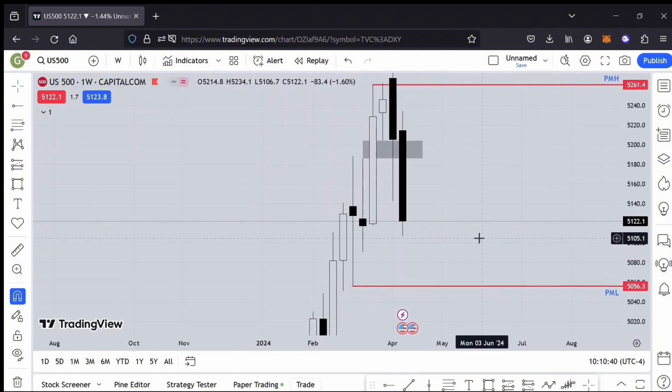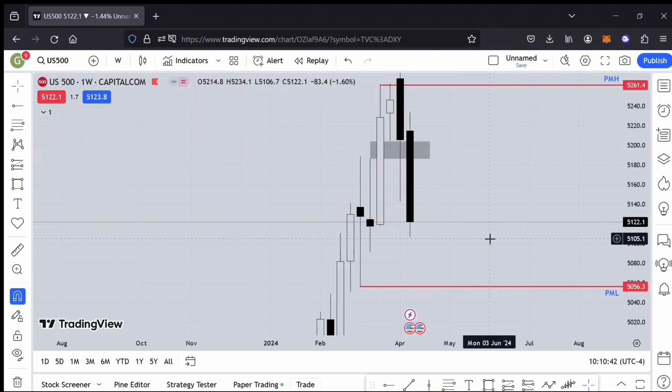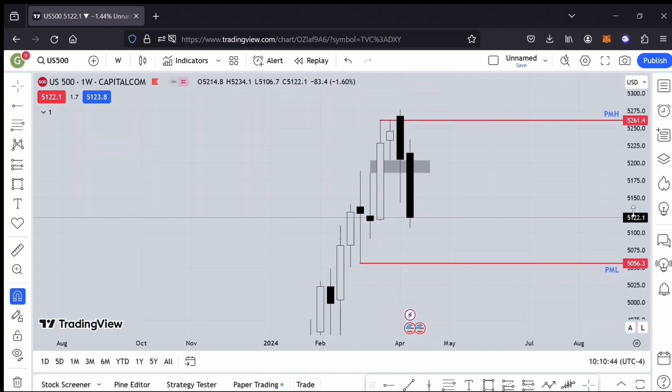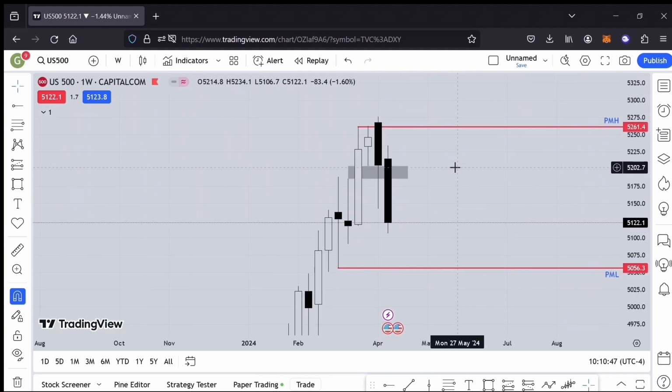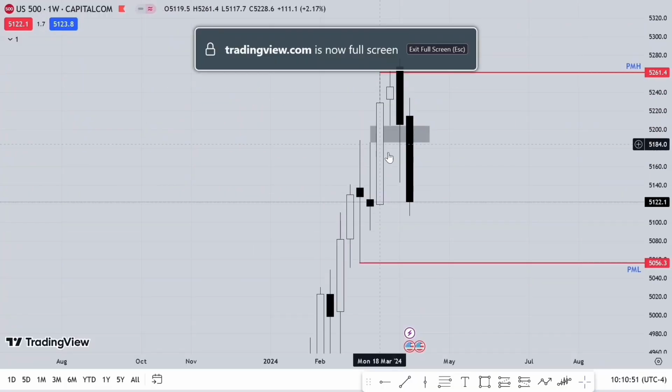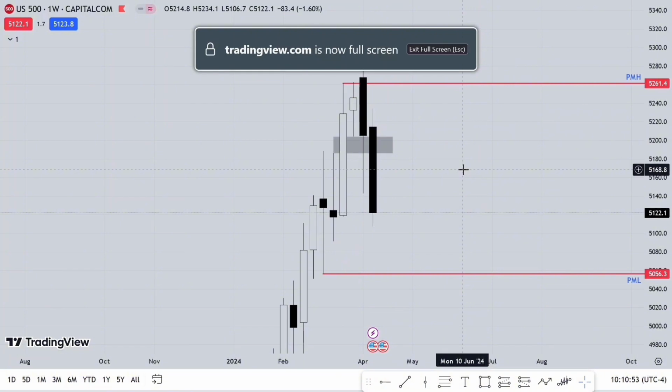For April to May, we are expecting lower prices for the indices. So let's go to the lower time frame.